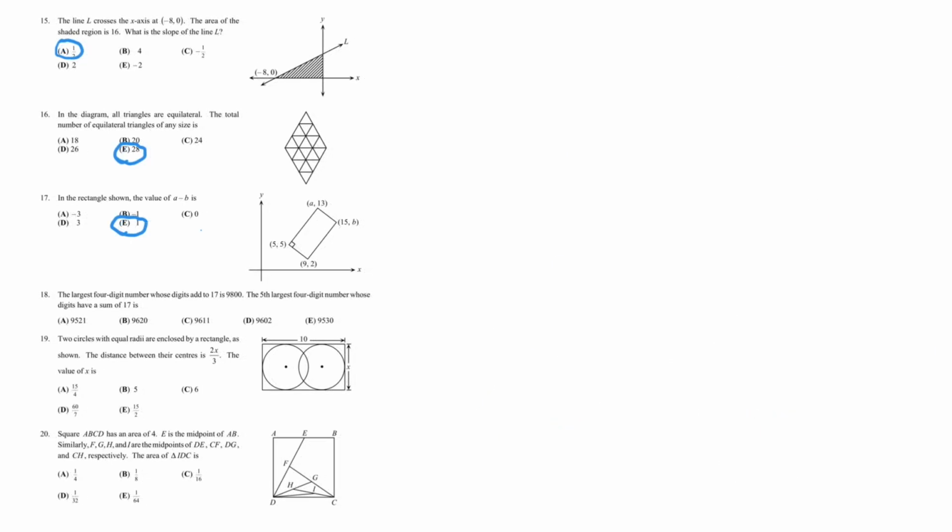Number 18. The largest four-digit number whose digits add to 17 is 9800. The fifth largest four-digit number whose digits have a sum of 17 is. The largest is 9800. That's the largest one. And the second one is 9710. And then the third one is 9701. The fourth largest is 9620.